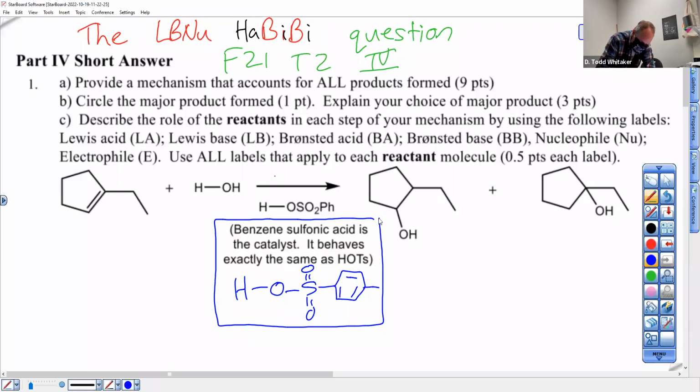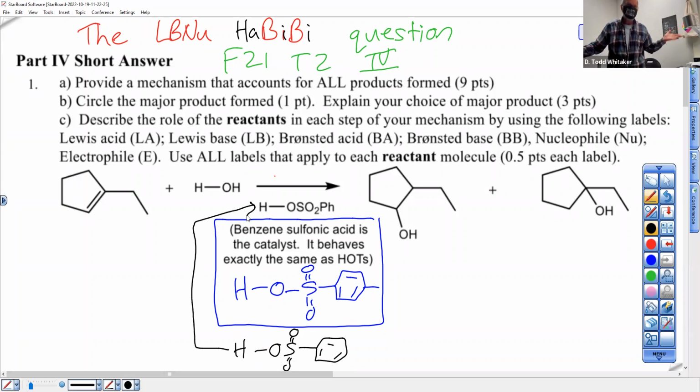And the one above is HOS. And you know what? You don't need any of this. I'll draw the phenyl. It's very similar to HOTS, isn't it? But you just need the short form that's shown up there. You don't need anything. It's a strong acid.